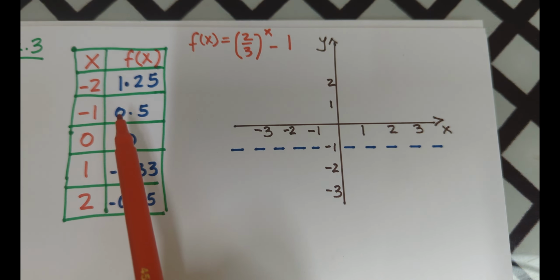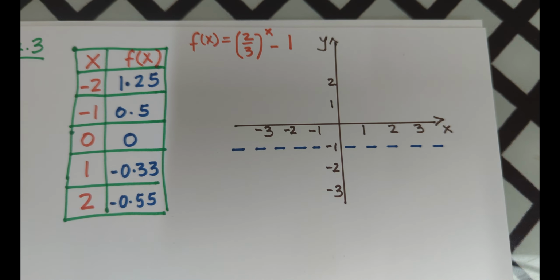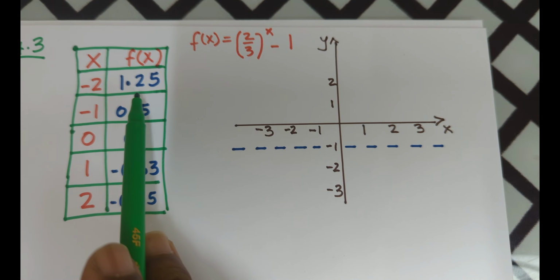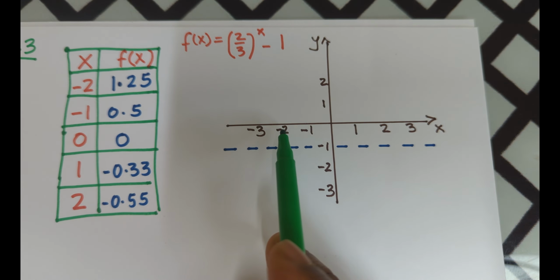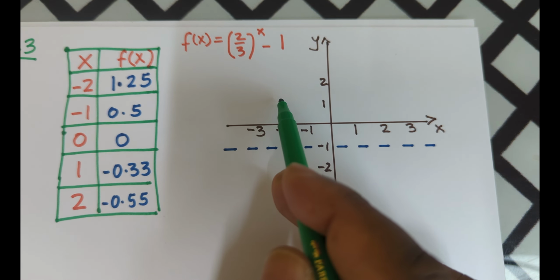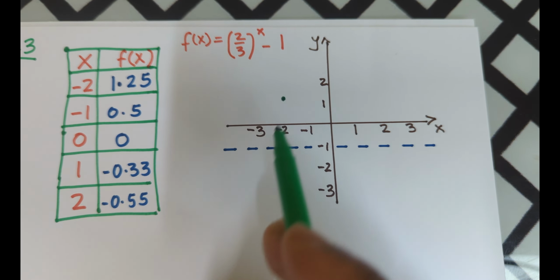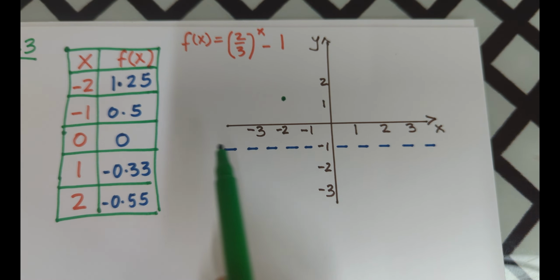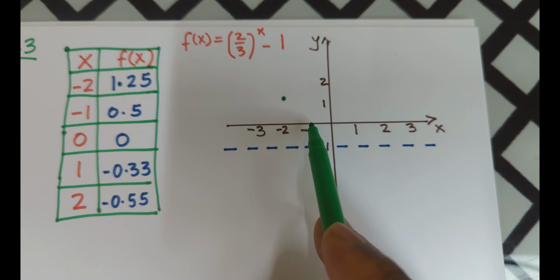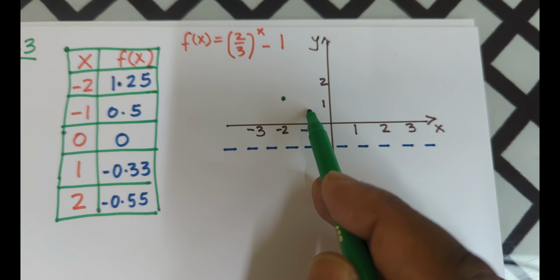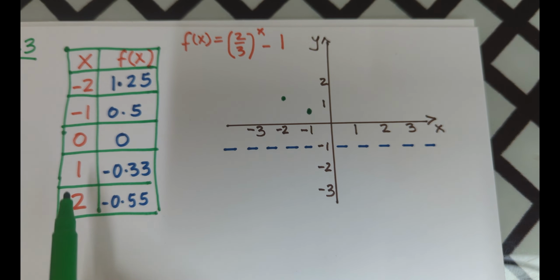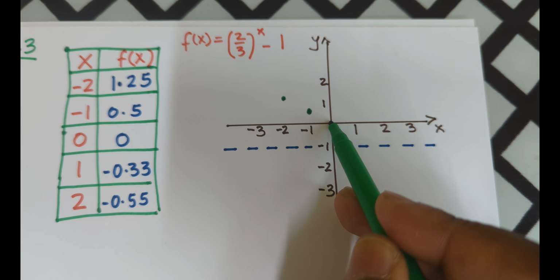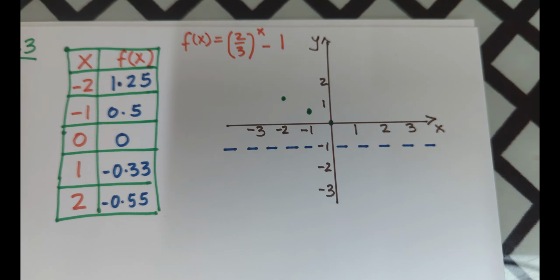Now let's plot in these points. The first point is when x is negative 2, y is 1.25. So negative 2 for x is around here, and 1.25, let's say somewhere there. When x is negative 1, y is 0.5, so somewhere there. When x is 0, y is 0, so our graph passes through the origin.